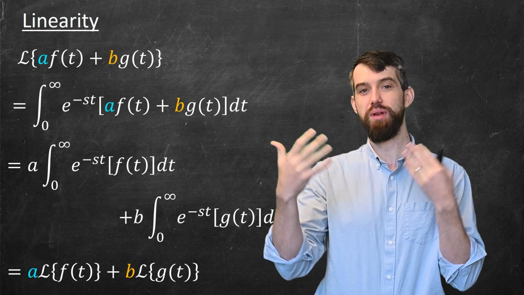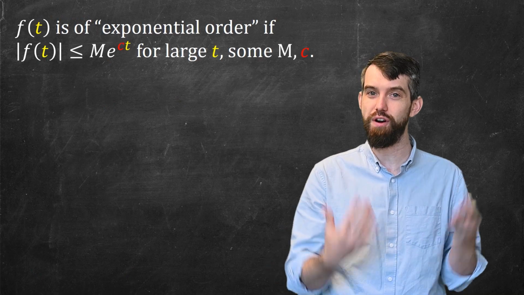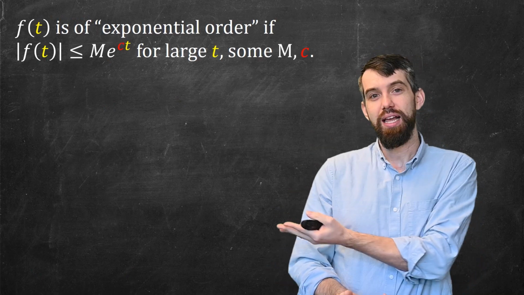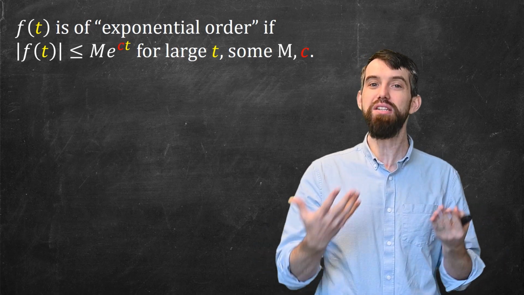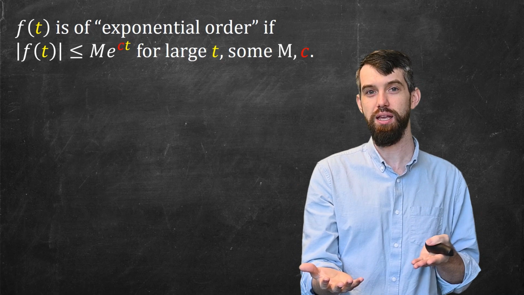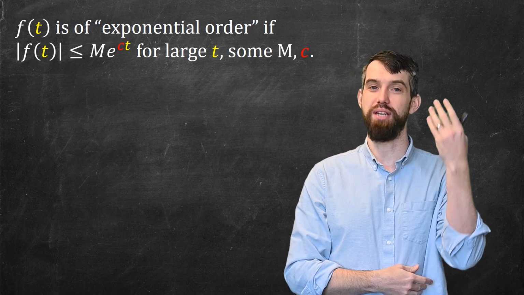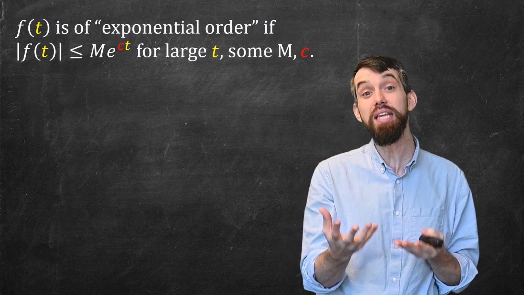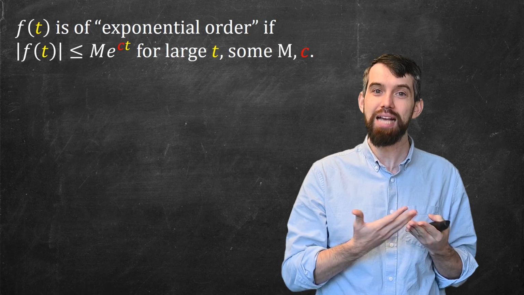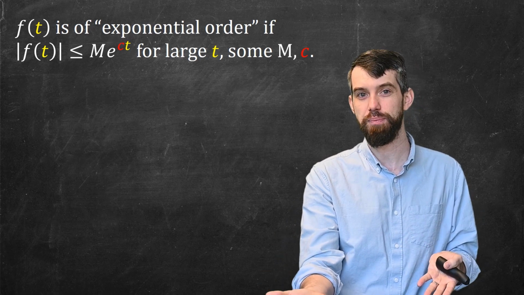Now, before I talk about existence, I want to introduce a little piece of terminology: what it means for a function to have exponential order. The idea is that the magnitude of the function is eventually, for large enough values of t, simply less than some exponential function. I put an arbitrary constant m out the front and some constant c up in the exponent. The idea is that f of t is going to be less than this m e to the ct, at least for large enough values of t.